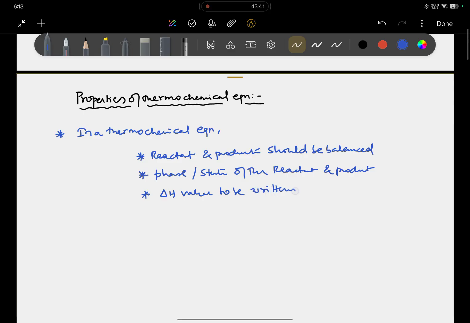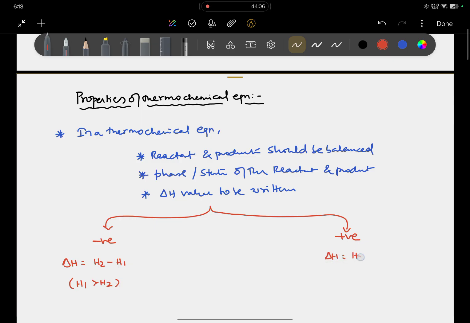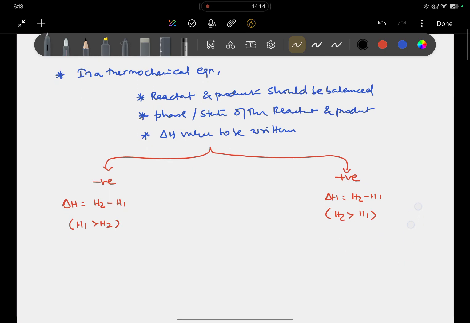The delta H can be of 2 values. Delta H can be negative, delta H can be positive. So what is delta H? Delta H is equal to H2 minus H1. If it is negative, what is the meaning? H1 is greater than H2. If it is positive, what is the meaning? H2 is greater than H1. So if H1 is greater than H2, heat lost.